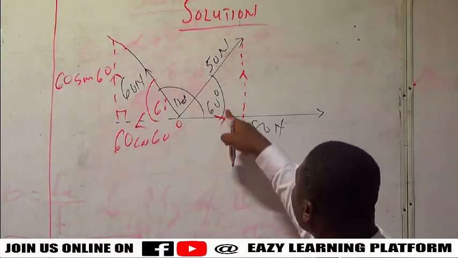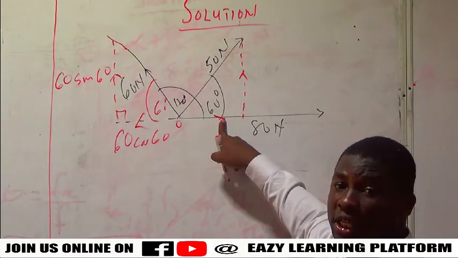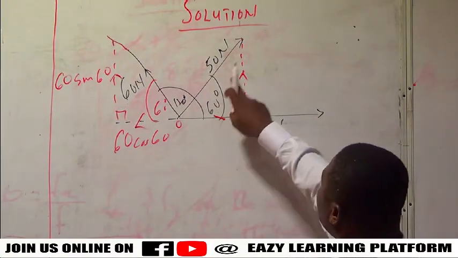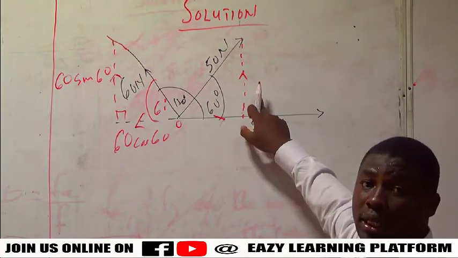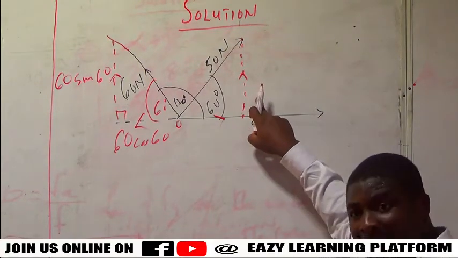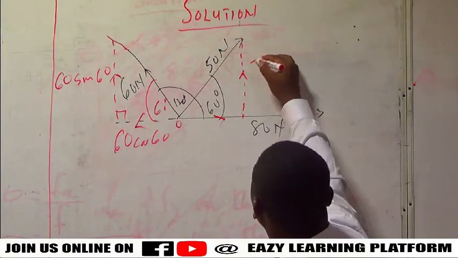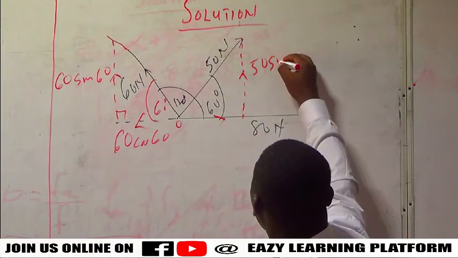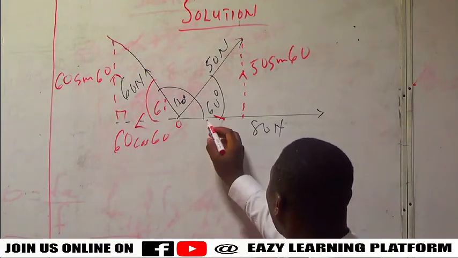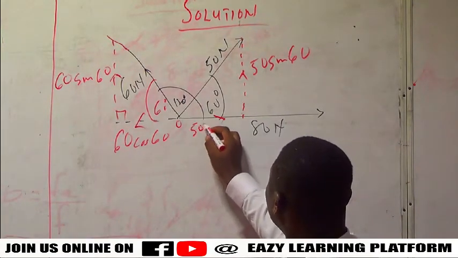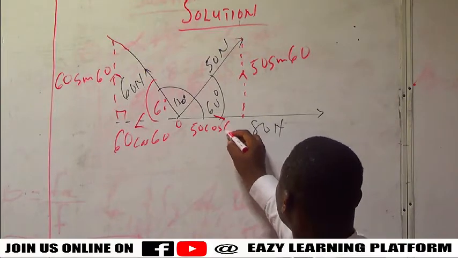Now, this angle is 60 degrees. This side is facing this angle, so this side is the opposite side. So this becomes 50 sine 60. And this side becomes 50 cos 60.